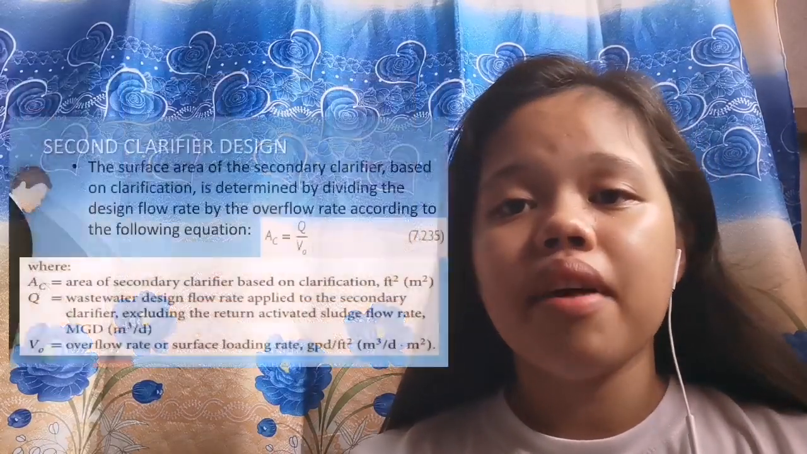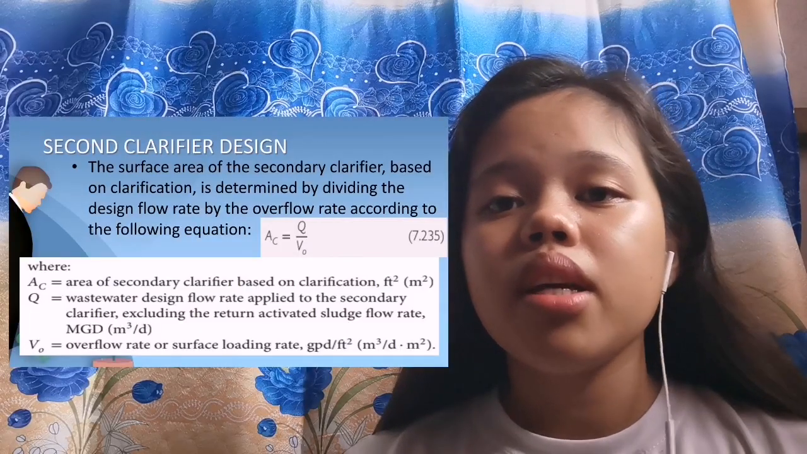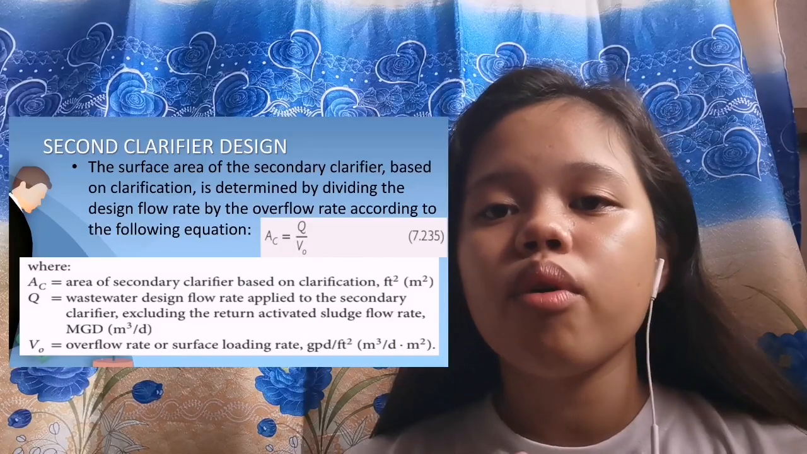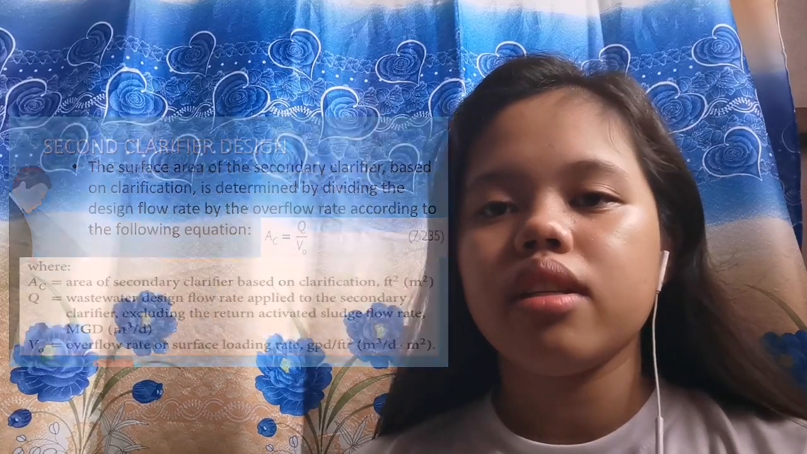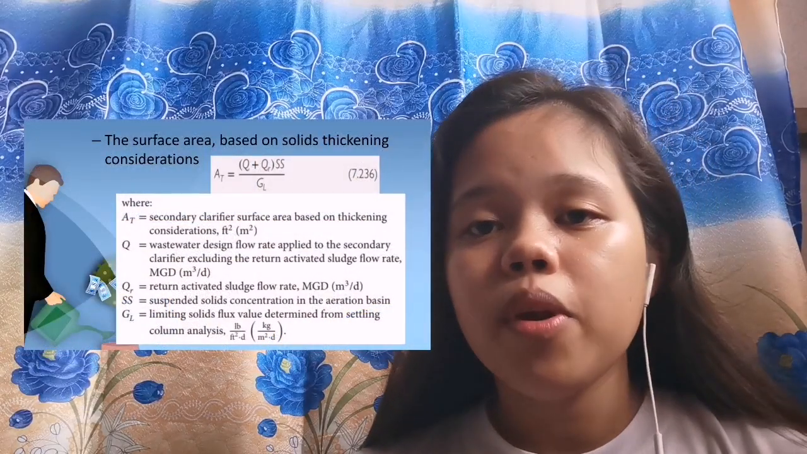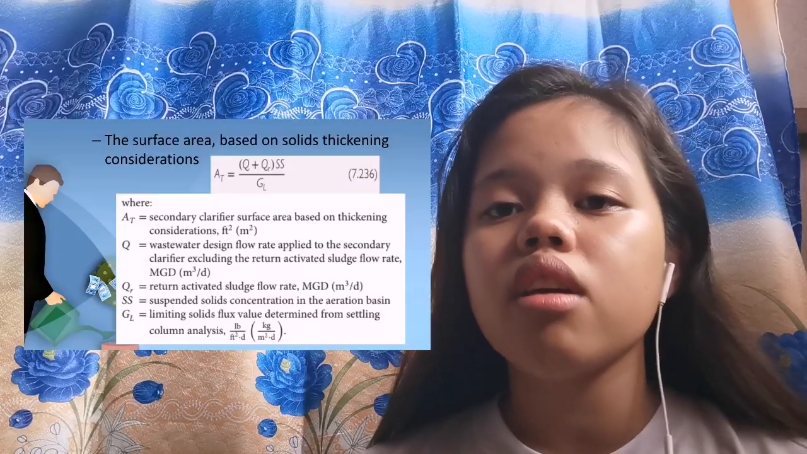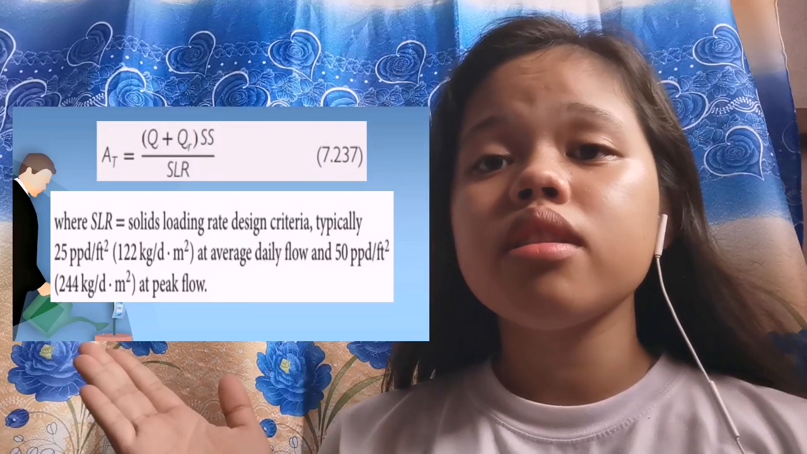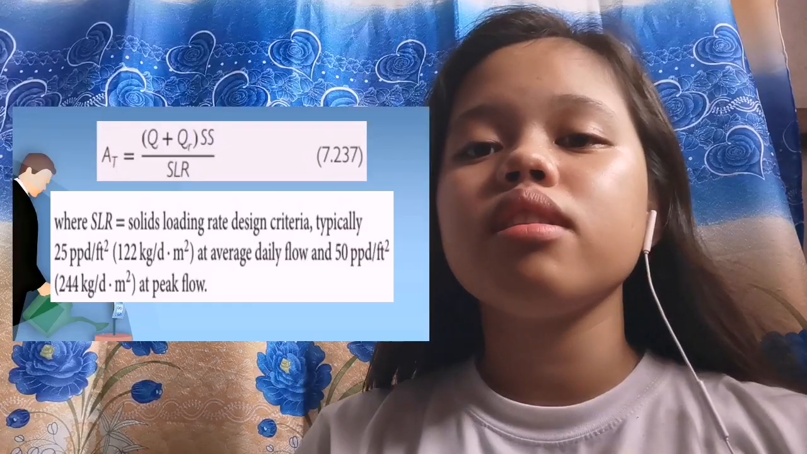Secondary clarifier design. The surface area of the secondary clarifier, based on clarification, is determined by dividing the design flow rate by the overflow rate according to the following equation. And this is the formula for the secondary clarifier's surface area based on thickening considerations. In this formula, instead of using the limiting solids flux value, we use the SLR, or the solids loading rate.